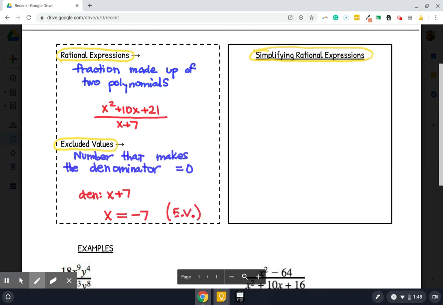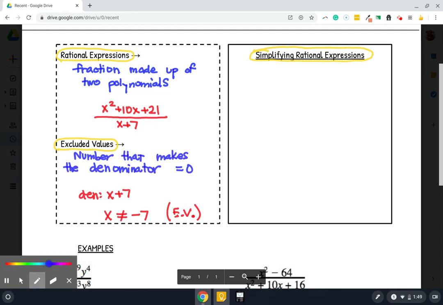Now, a lot of times you'll see it written with that slash. All that means is that we are just showing that it's not equal. So that's what makes it excluded, the fact that we can't have x be negative 7, because it sets off a whole host of problems.